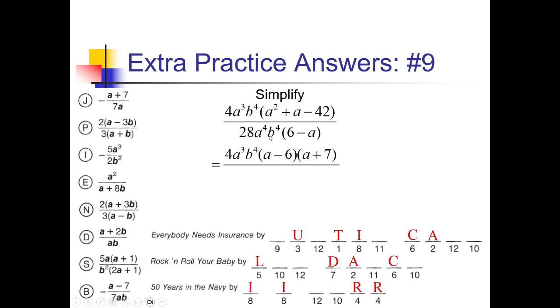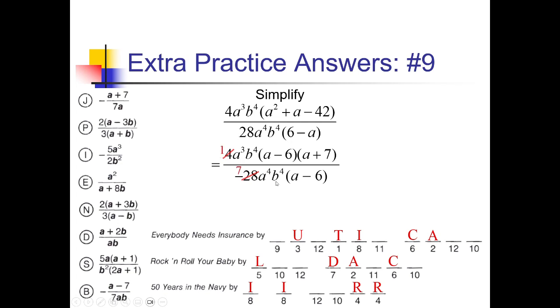Now in the denominator, there's not a whole lot to do, but we are subtracting out of order. So let me take a negative 1 out of all that. So that's negative 28, a to the 4th, b to the 4th. And now I have a positive a and a minus 6. All right, let's reduce and cancel. 4 and 28 definitely reduce. That's going to be a 1 over 7.